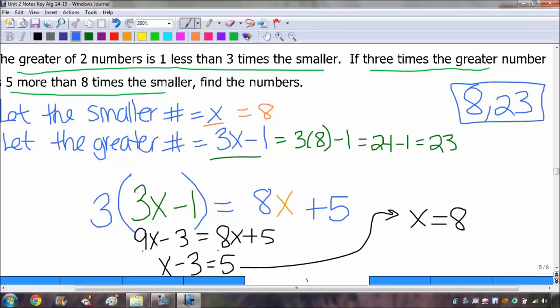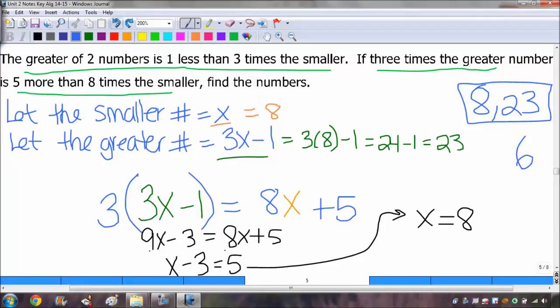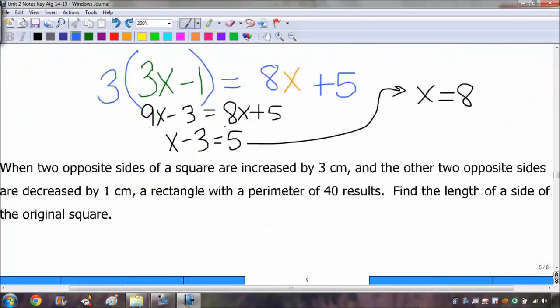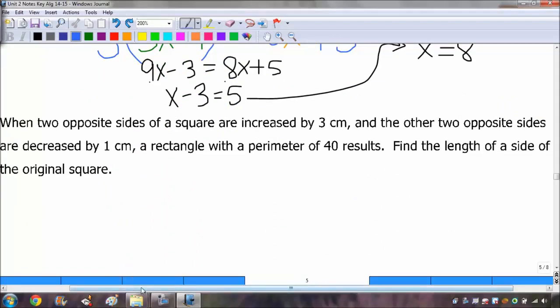So it says 3 times the greater number. So I'm going to take the greater number, which is 23, and I'm going to multiply that by 3, so I end up getting 69, okay? Is 5 more than 8 times the smaller? Well, 8 times the smaller is 8 times 8, which is 64. And then add 64 to 5, because it's 5 more, you end up getting 69. So it's the same answer. Okay? All right. So now we're going to take a look at number 4.